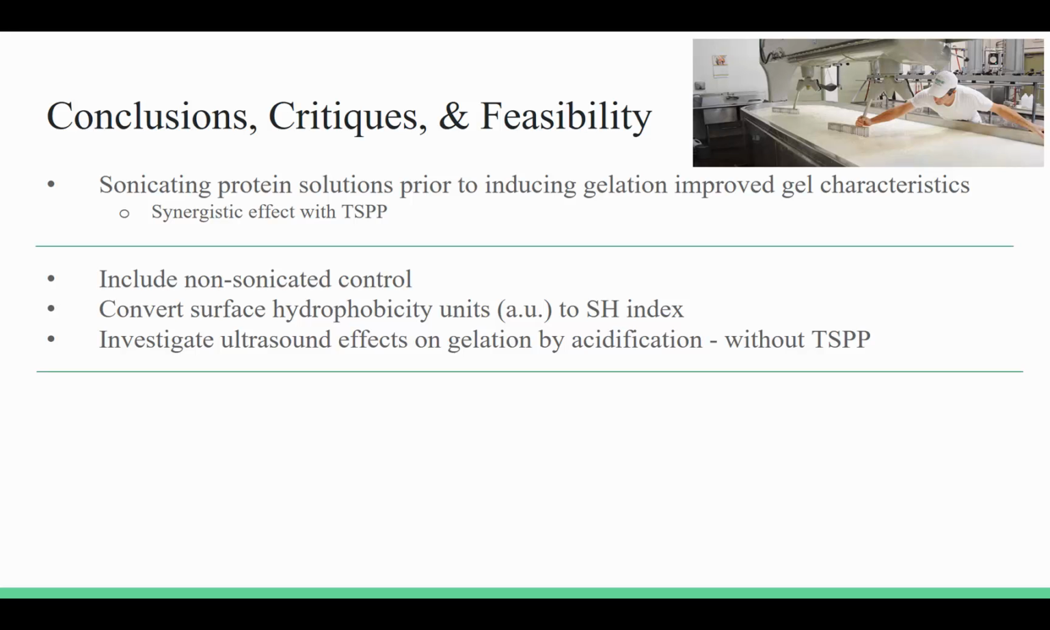So I do have some critiques of this paper. They didn't include a non-sonicated control when they measured gel strength, which makes it really difficult to see if sonication even had an effect on gel strength alone. Also, like in Sonia's paper, they didn't calculate surface hydrophobicity fully. Well, they measured it correctly, but they didn't calculate the value fully, so we can't compare how this protein's surface hydrophobicity was to other proteins very easily.